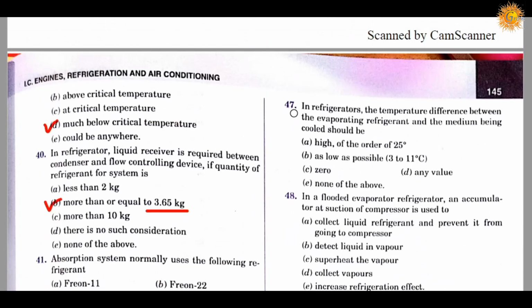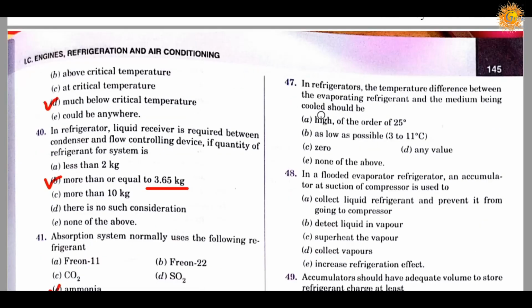Question 47. In refrigerators, the temperature difference between the evaporating refrigerant and the medium being cooled should be option A, high, of the order of 25 degrees, option B, as low as possible, 3 to 11 degrees centigrade, option C, 0, option D, any value, option E, none of the above. So the correct answer is B, as low as possible, 3 to 11 degrees centigrade.